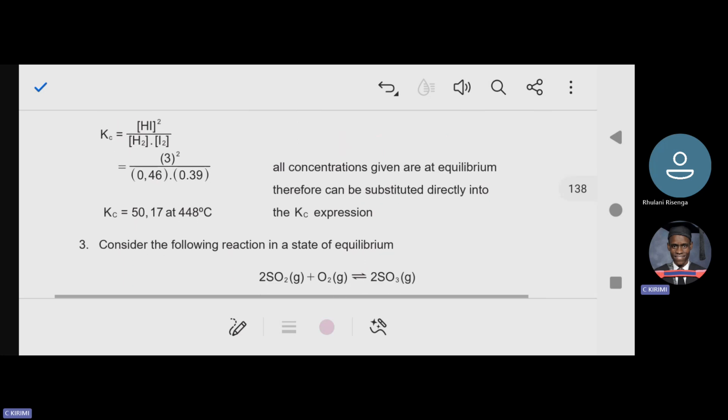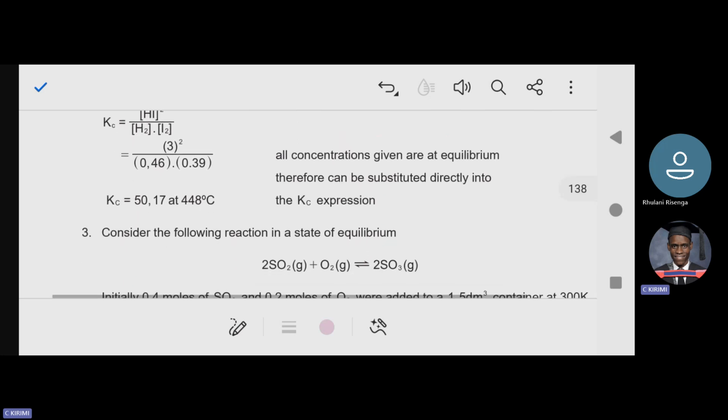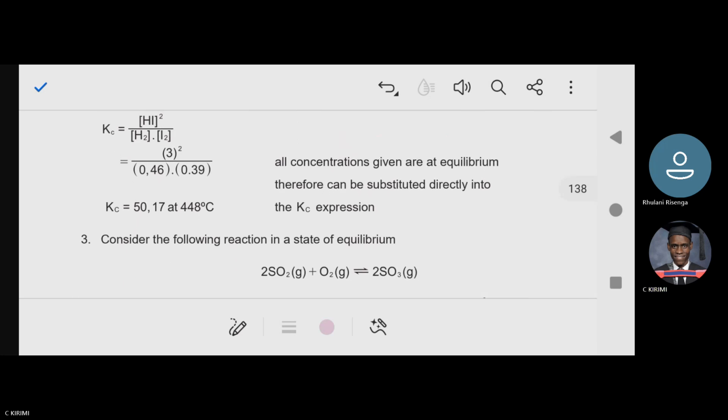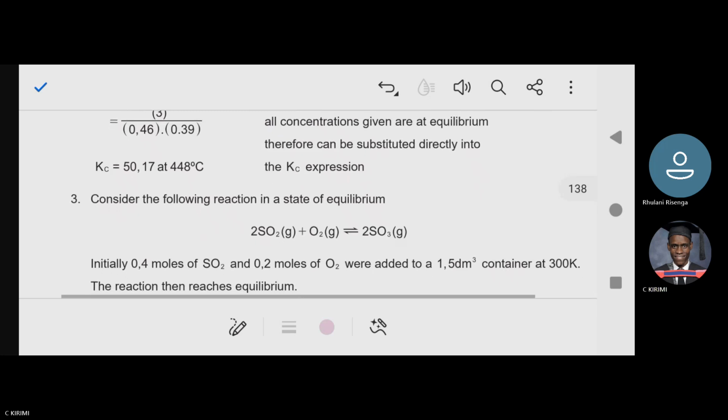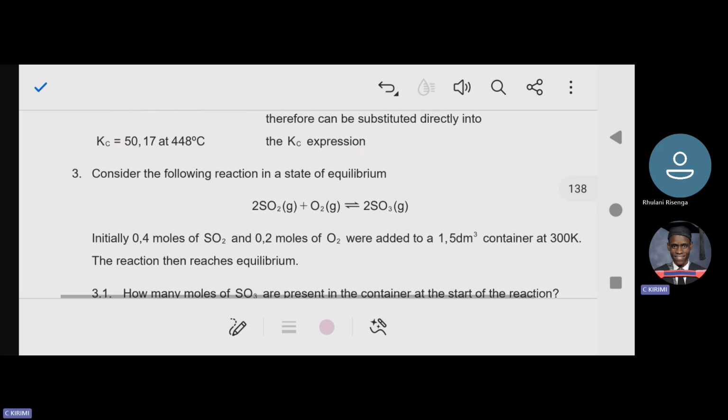Consider the reaction in a state of equilibrium. So all of them are gases. Then let's work out this one.